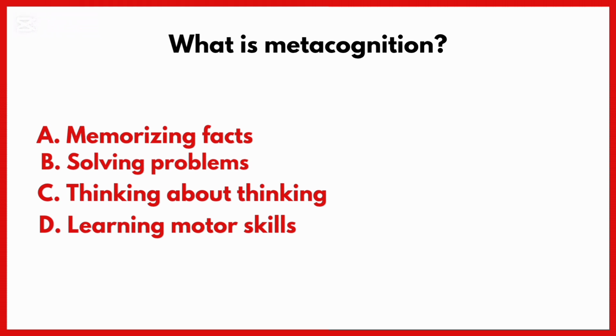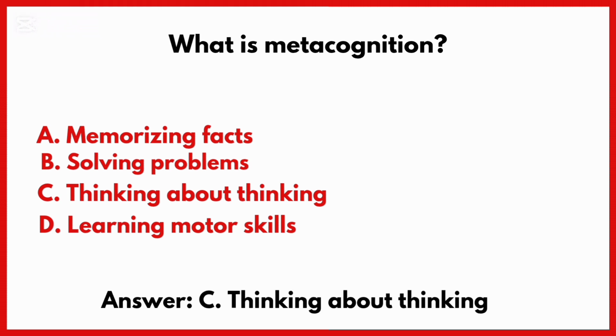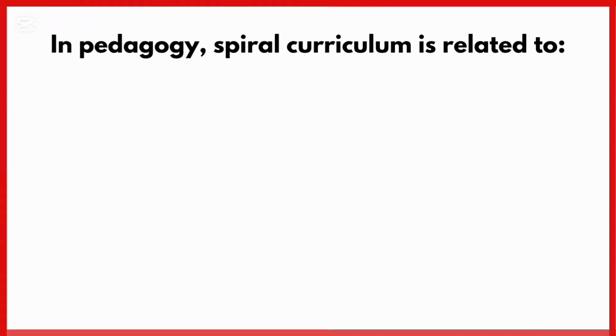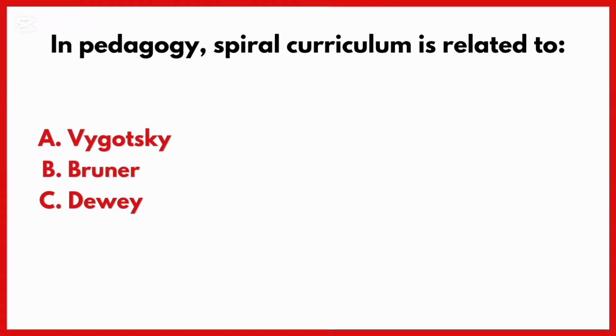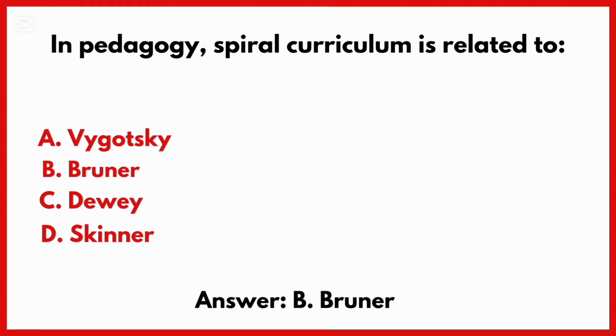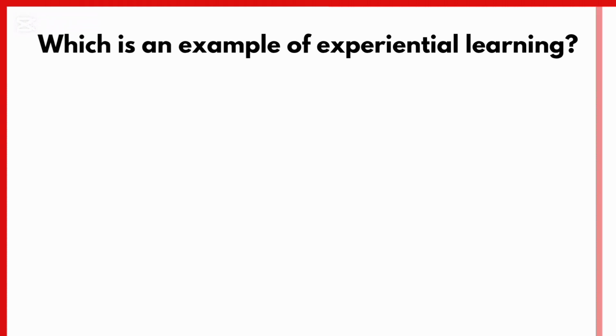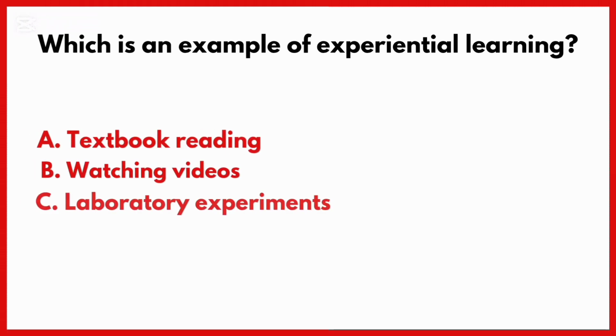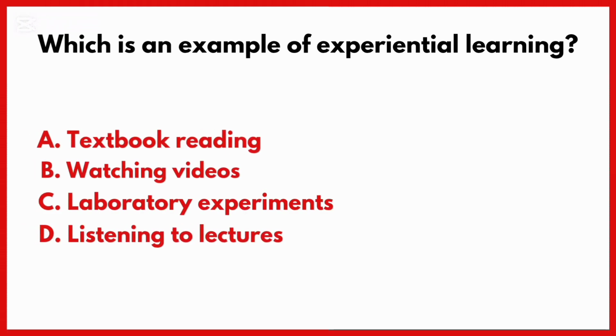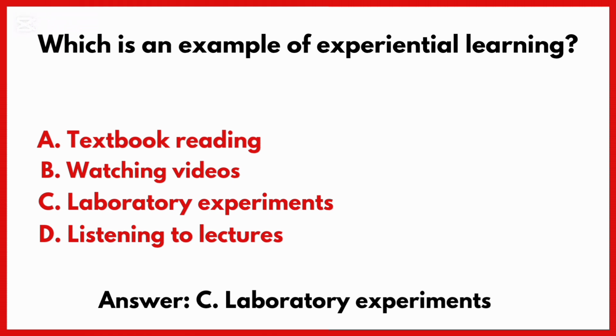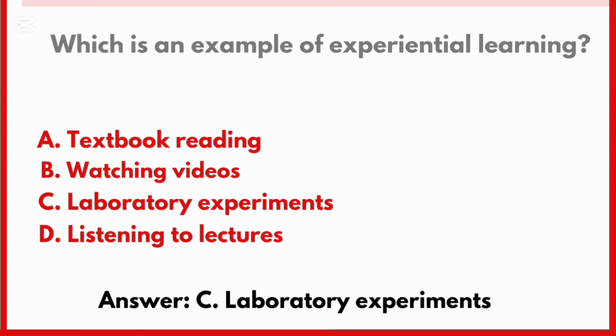Correct answer is option C. Metacognition means thinking about thinking. In pedagogy, spiral curriculum is related to. Correct answer is option B. Bruner. Which is an example of experiential learning? Correct answer is option C. Laboratory experiment is an example of experiential learning.